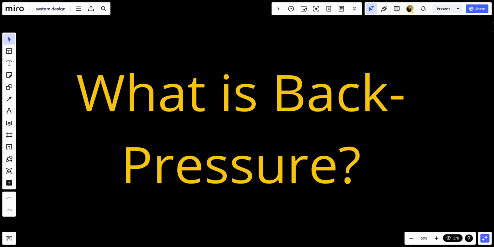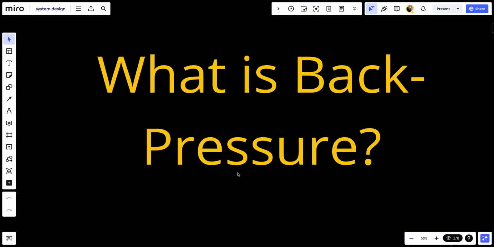What is back pressure? Back pressure is a flow control mechanism used in data processing systems to prevent overwhelming a system with too much data at once. It is especially relevant in asynchronous and stream processing systems where data flows through a series of stages or components. Back pressure helps maintain system stability and ensures that each component processes data at a manageable rate.